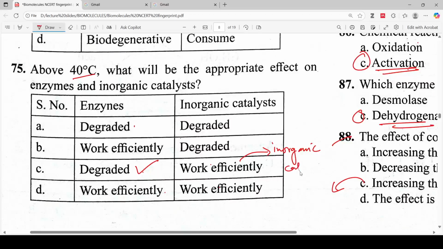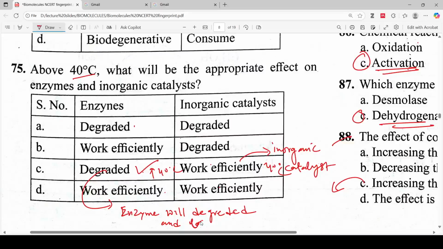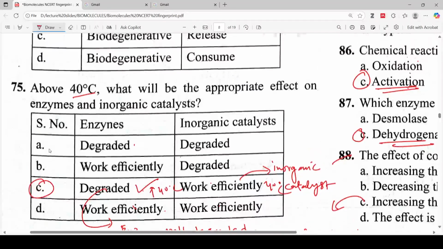Inorganic catalysts work efficiently above 40 degree centigrade, but above 40 degree centigrade the enzyme will degrade and lose its working conformation, or it becomes denatured. As an enzyme is a protein, the correct answer will be option C. Next, let's move to the next question.